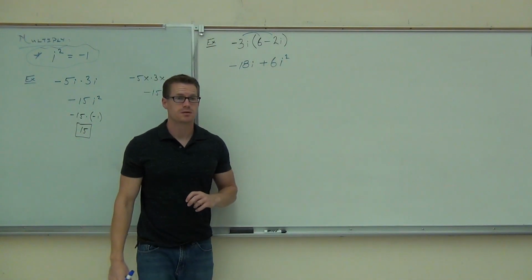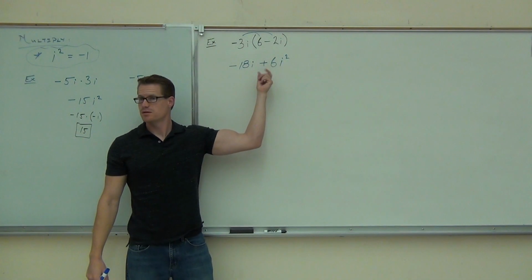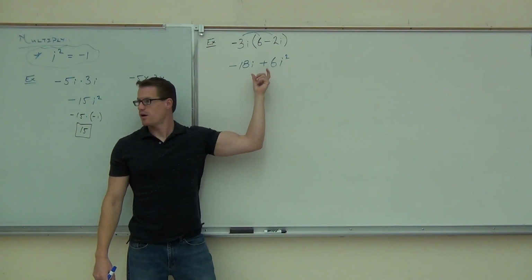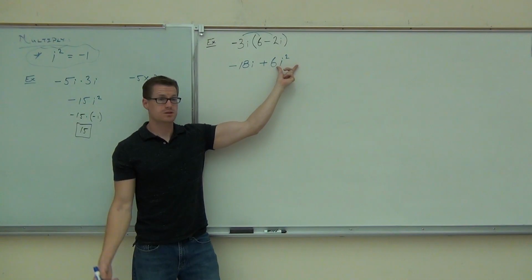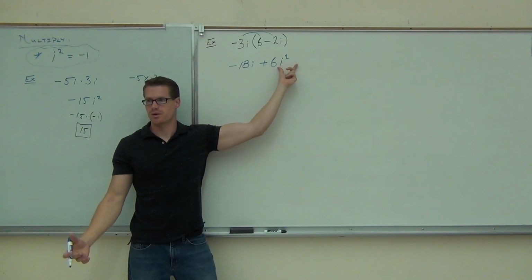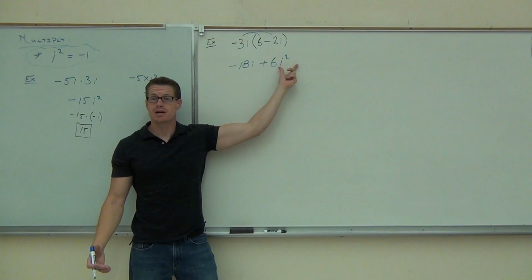Are you done? No. Can you combine these? No. Can you combine? Are they like radicals? No. No. This is actually a square of a radical. That's going to go away. That's why we can't have an i squared. You're going to simplify that. How much is i squared, folks?